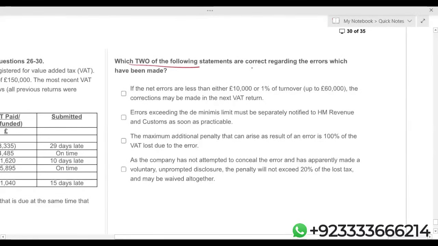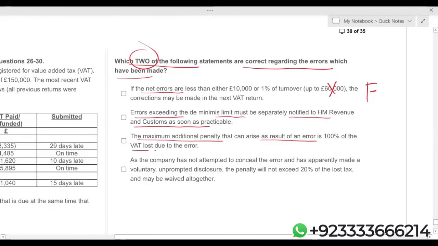Which two of the following statements are correct regarding the errors that have been made? If the net error is less than 10,000, 1% of it has to be 50,000, not 60. So that is why the first is false. So we are left with 3. Error exceeding the de minimis limit must be separately notified to HMRC and customers as soon as practicable. The maximum additional penalty that can arise as a result of error is VAT loss. So this is true. This could be your maximum penalty, not more than that.